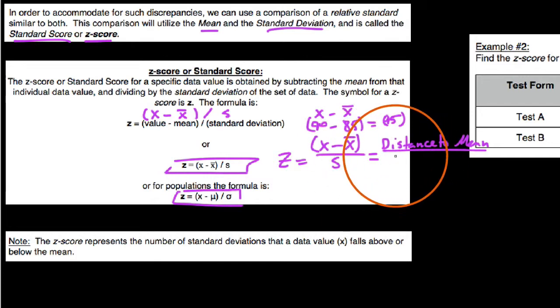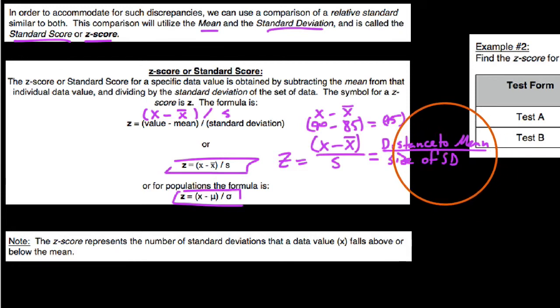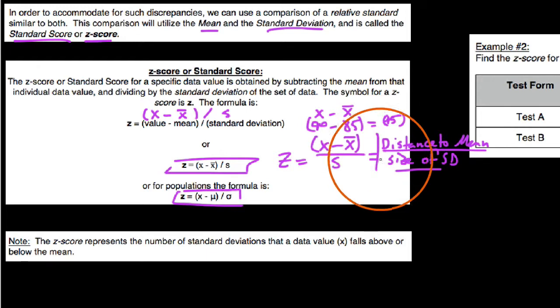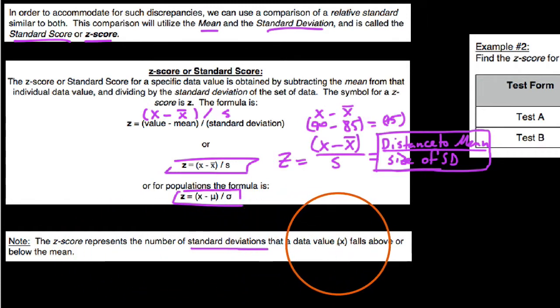So when we divide this by the size of the standard deviation, what this is doing is converting it from a number of pure raw distance units from the mean, to the number of these size things that we are from the mean, and these size things are, of course, the size of the standard deviation. So when we talk about the z-score for a data value, I say the z-score really represents the number of standard deviation lengths that a data value x falls above or below the mean.